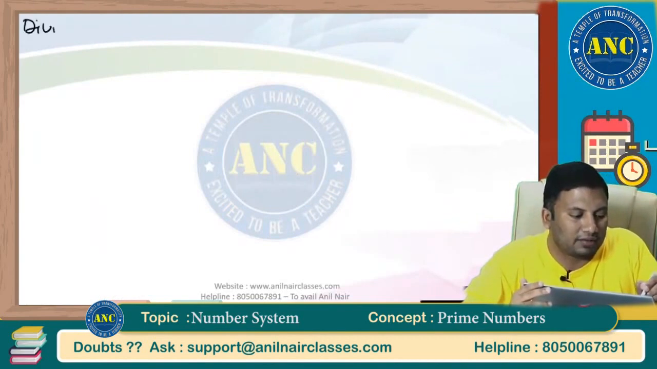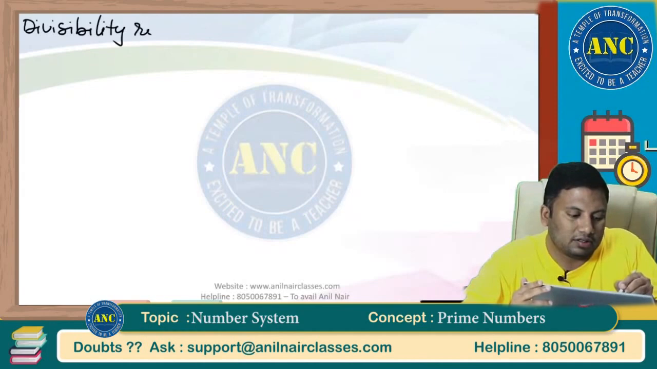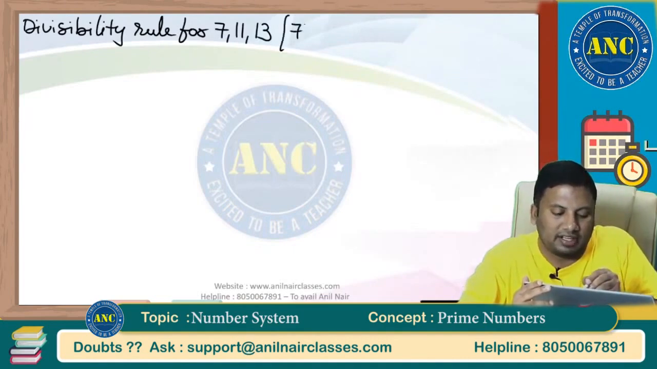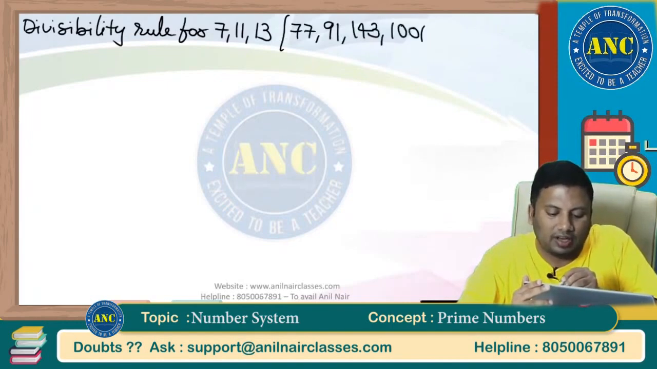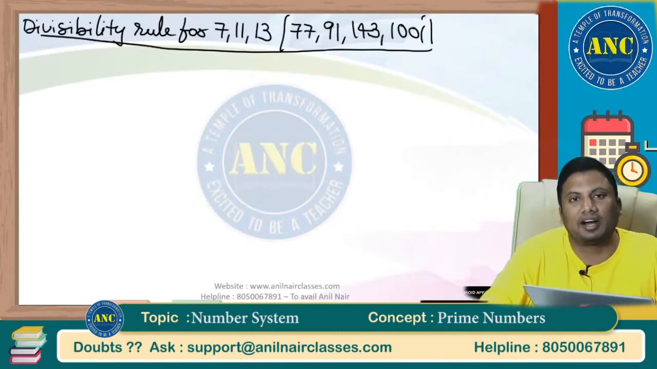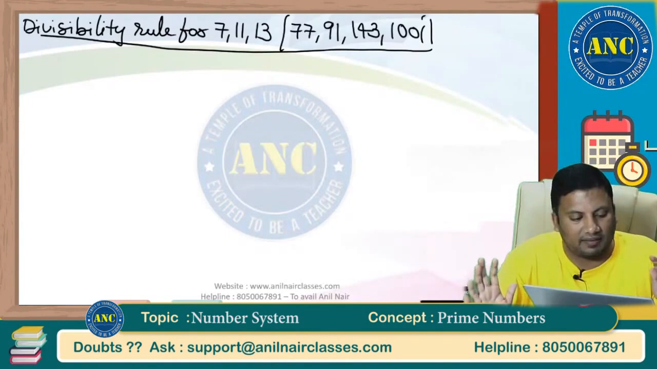Divisibility rule for 7, 11, 13 and its multiples. 7 13s are 91. 11 13s are 143. 7 into 11 into 13 is 1001. Divisibility rule for 7, 11 and 13.